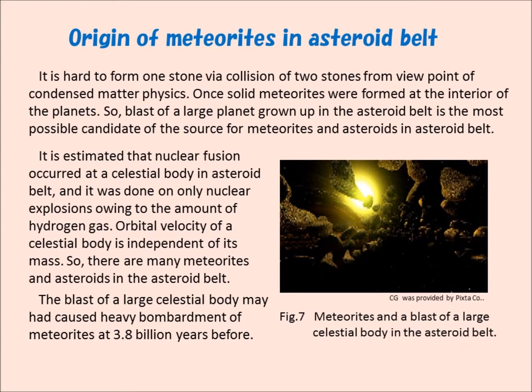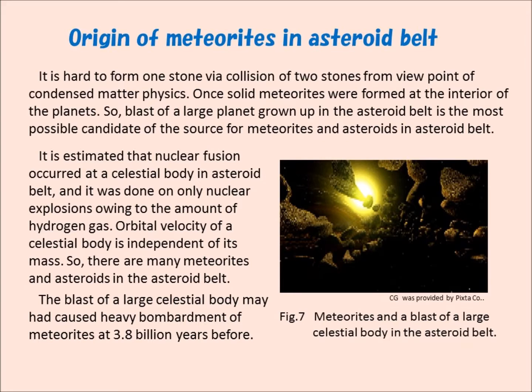Origin of meteorites and asteroids and the asteroid belt. It is hard to form one stone via collision of two stones from the viewpoint of condensed matter physics. Solid meteorites were formed in the interior of planets. So, the blast of a large planet grown up in the asteroid belt is the most probable candidate for the source of meteorites and the asteroid belt.